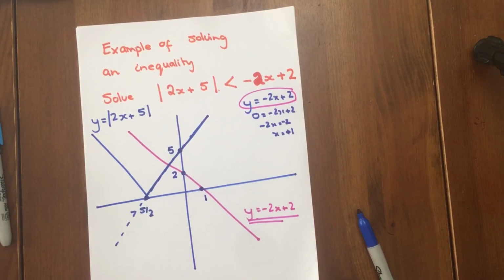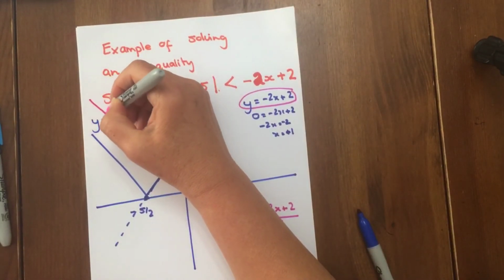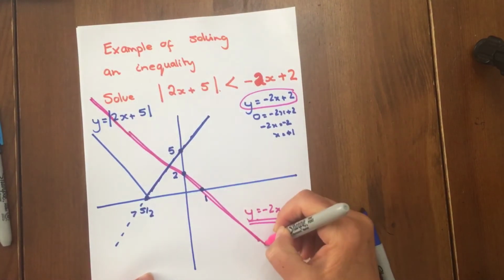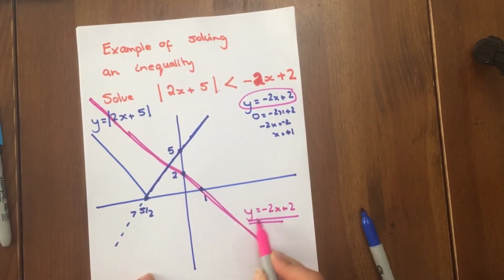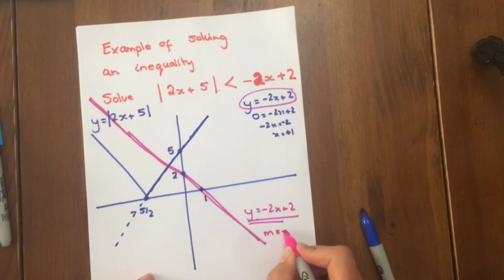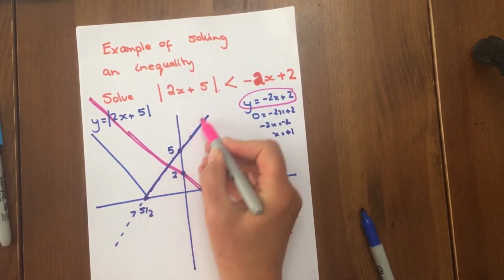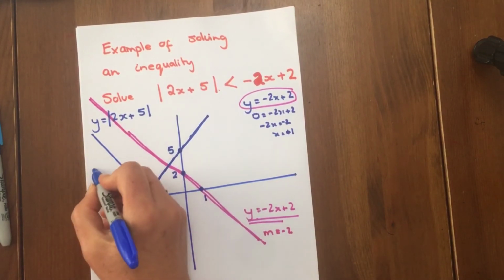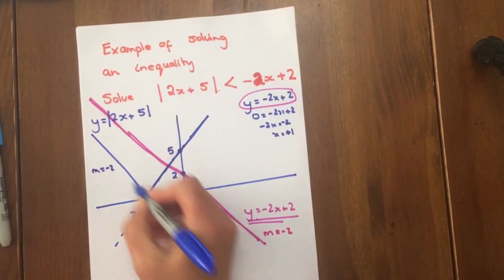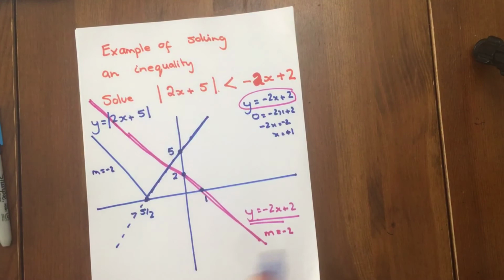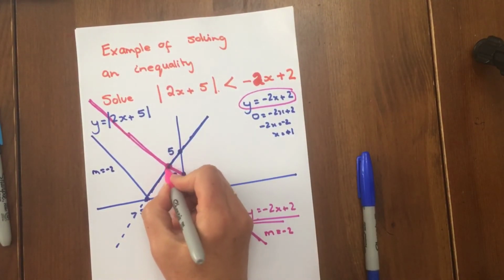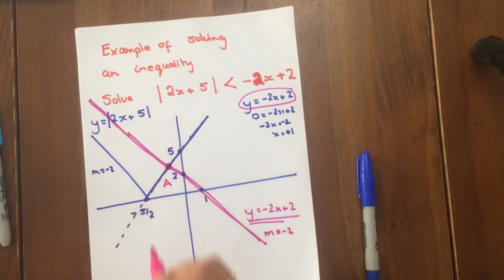Now, is this going to intersect, I wonder? They look a bit parallel to me. Let's just see. So we've got this line here. The gradient of this line is negative 2. The gradient of this is positive 2. So the gradient of this line is also negative 2. So these 2 lines are in fact parallel. So these 2 lines will not intersect. So we've only got one point of intersection, A.